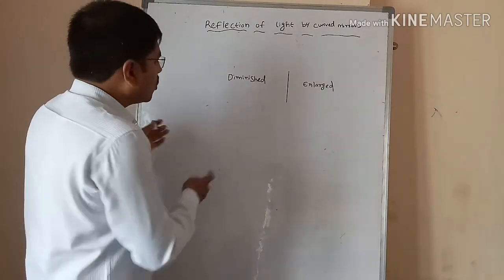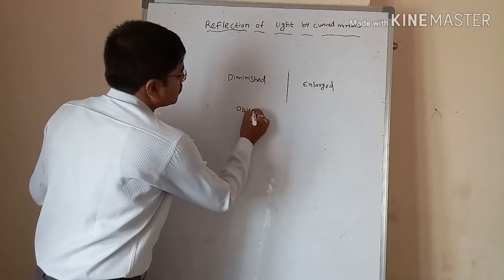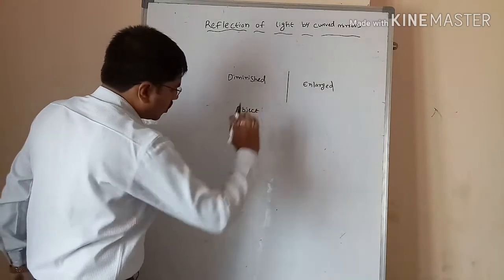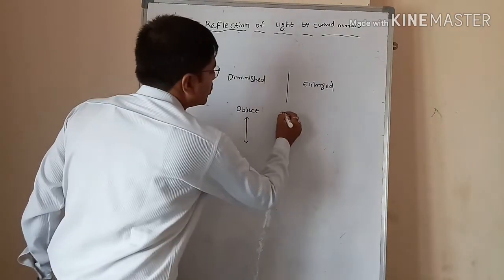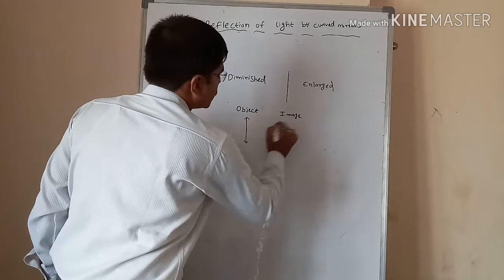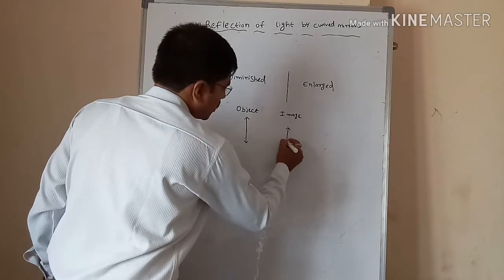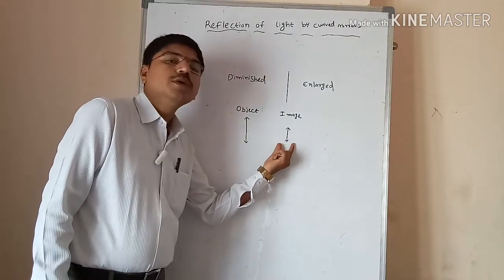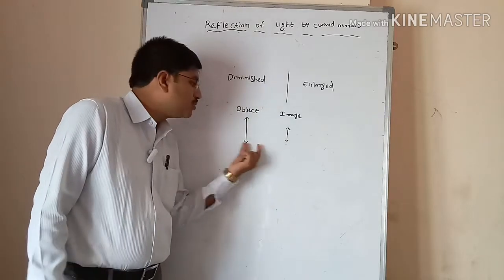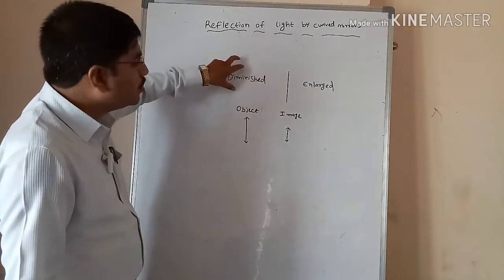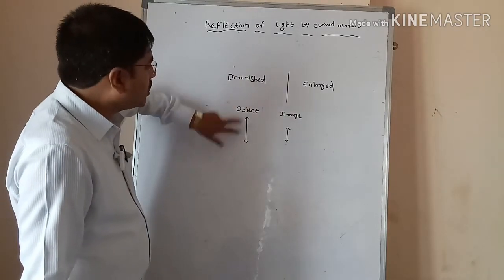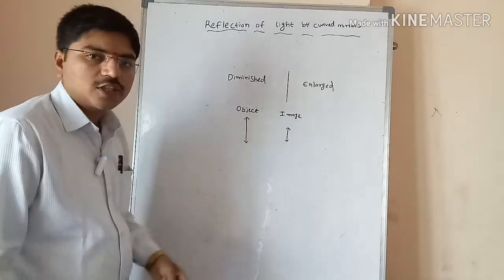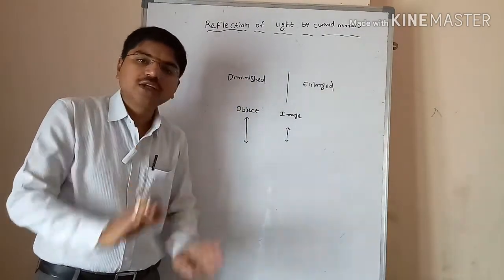For example, this is an object. Then the image, this much of size, compared to the object, should be smaller. That is called diminished. This example is suitable for diminished: the image size should be less than the object size.